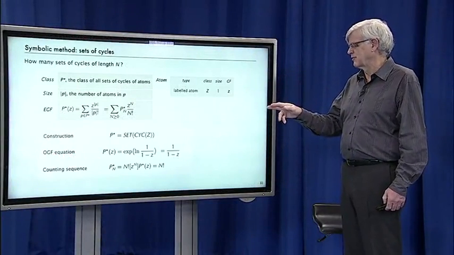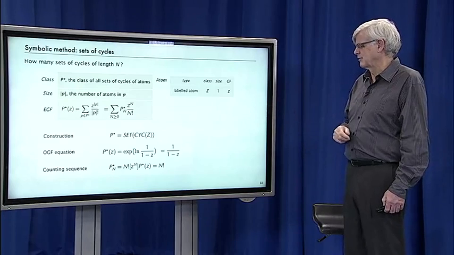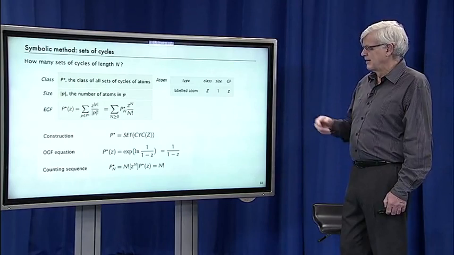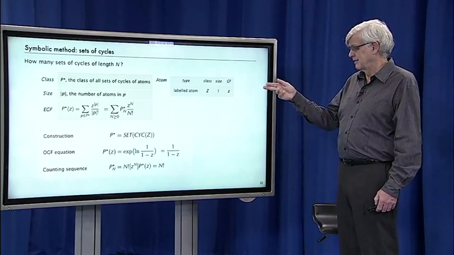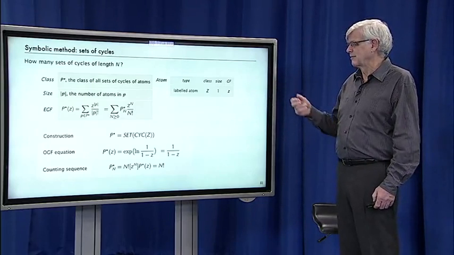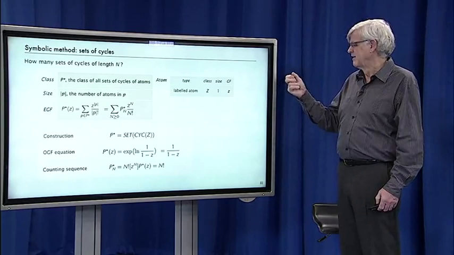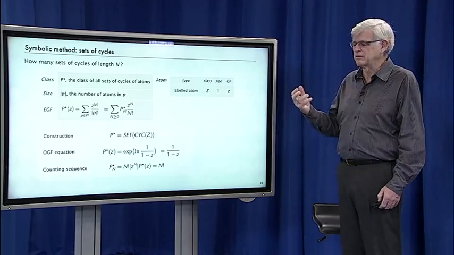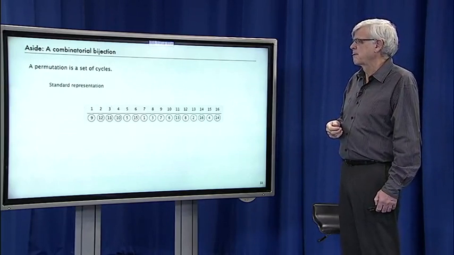Therefore, the counting sequence is n factorial. So that's the same as for permutations. And again, that's a very quick result that just comes from the combinatorial description. A set of cycles: we could get the generating function for sets of cycles immediately from the transfer theorem.